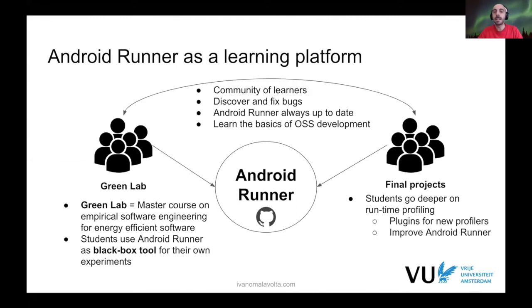And basically this helps in having students talk to each other. You might have one student discovering a bug and another student fixing it. Basically, we have really a community of students working on it from different perspectives. And this is also nice as a side product, that Android Runner remains always up to date.